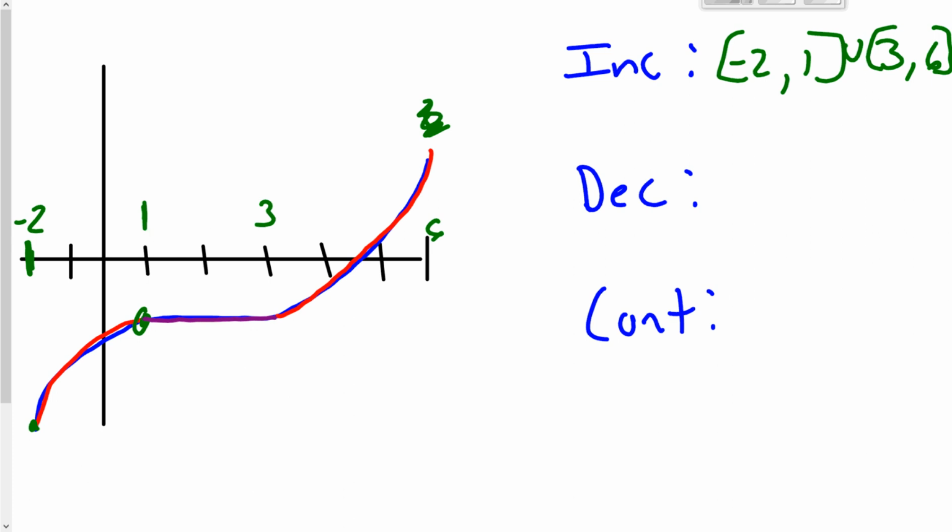From 1 to 3, it's constant. And since I did brackets around 1 and 3, that means I'm going to do parentheses, because that 1 is already included here and that 3 is already included here, so I want to do just a normal parenthesis here. But it's not decreasing, so you could say the empty set is fine, or you can just leave it blank. Okay? Okay, now let's look at this.